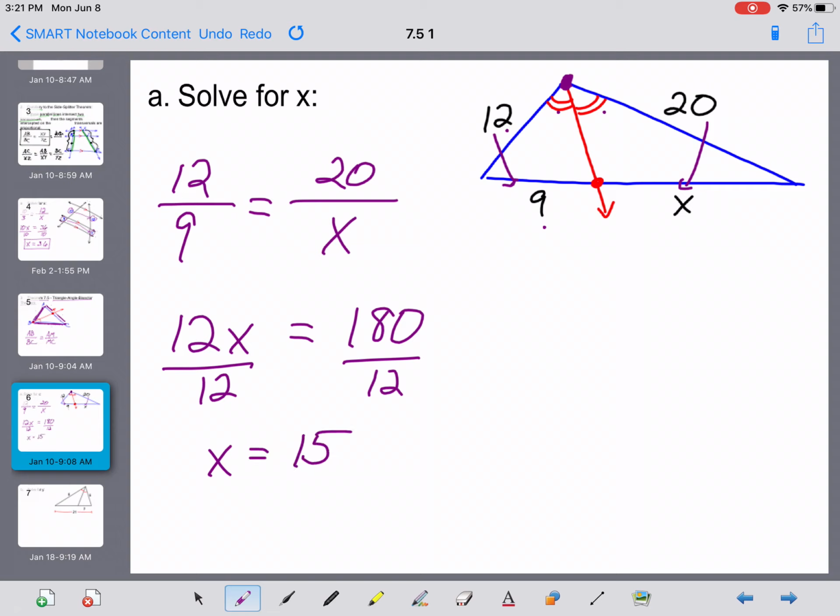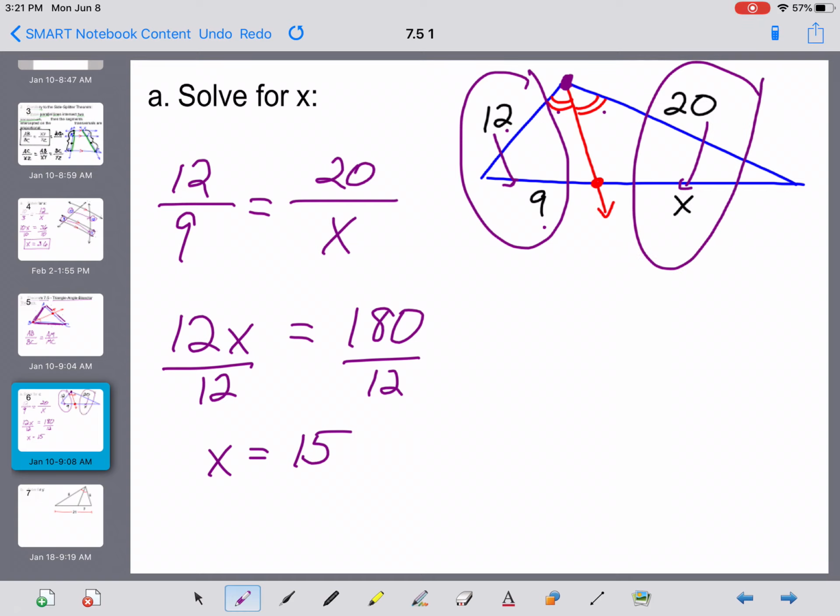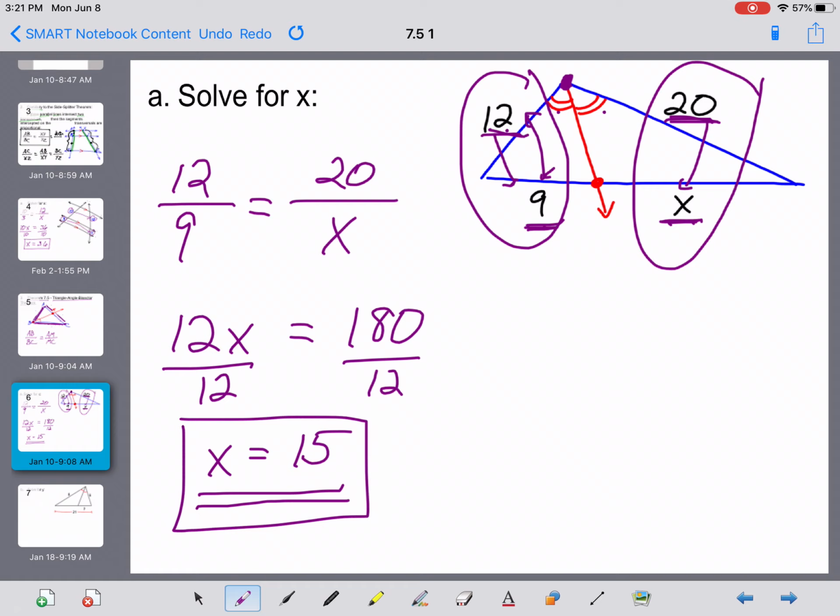Now again, before you box that up, ask yourself if that seems realistic. If we compare the numbers on the left, 12 and 9, to the numbers on the right, 20 and x, all the longer sides are on the right side of this figure. 20 is longer than 12, and that tells me that x should be bigger than 9, and it looks like that's what we have. Also, if we compare it vertically, if we look at these two numbers, 12 is longer than 9. That tells us that this 20 should be longer than the x is, and that appears to have happened here as well. So that's our answer right there, guys. X equals 15, and that makes some sense, I think.